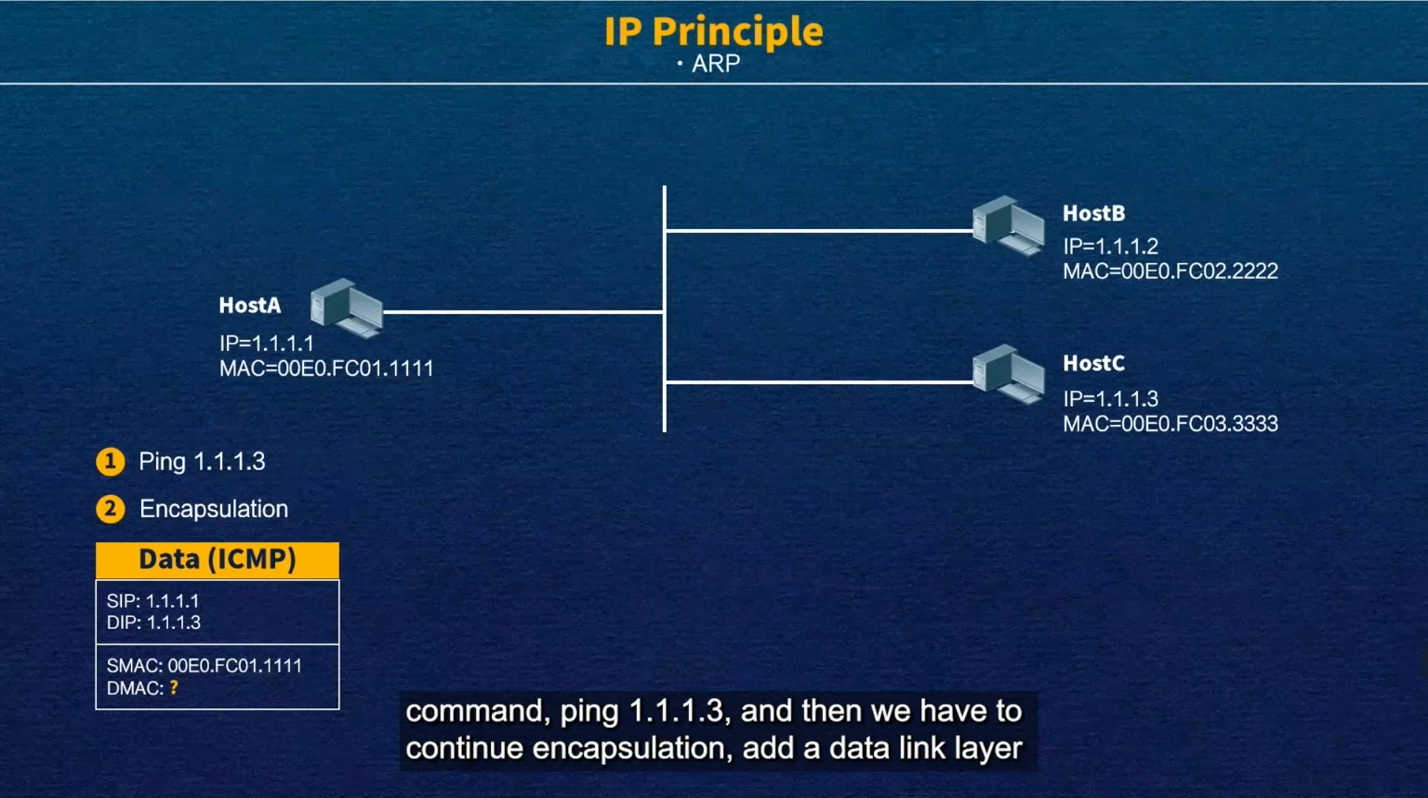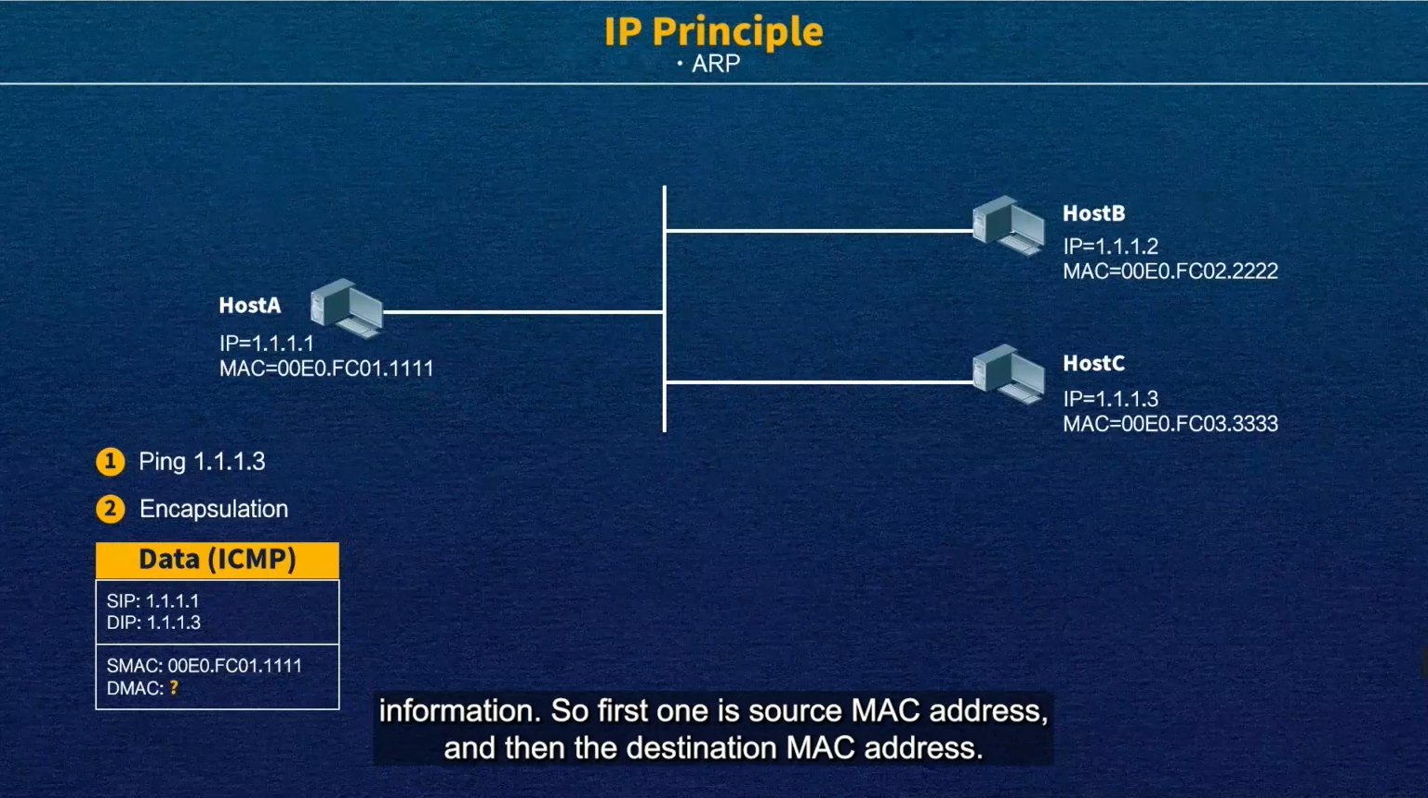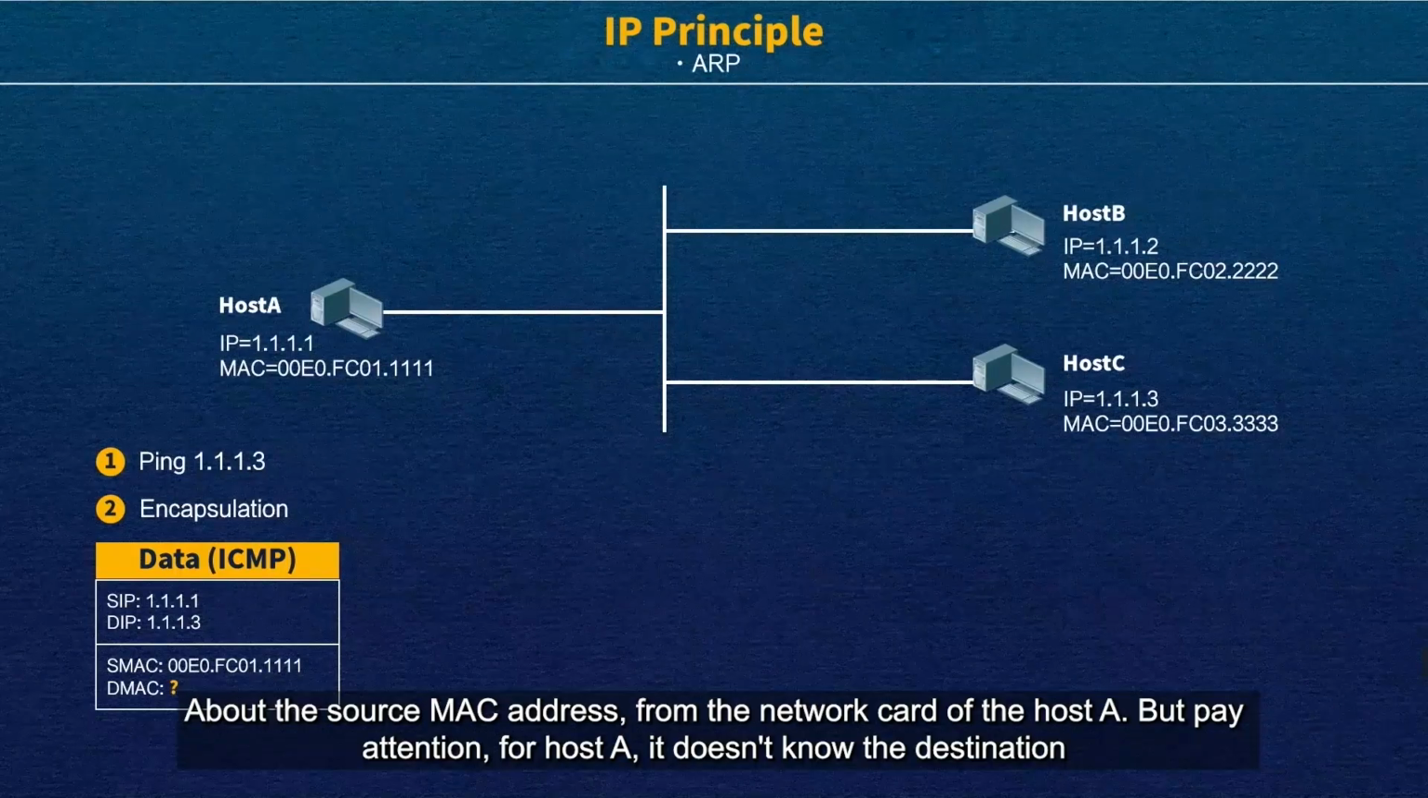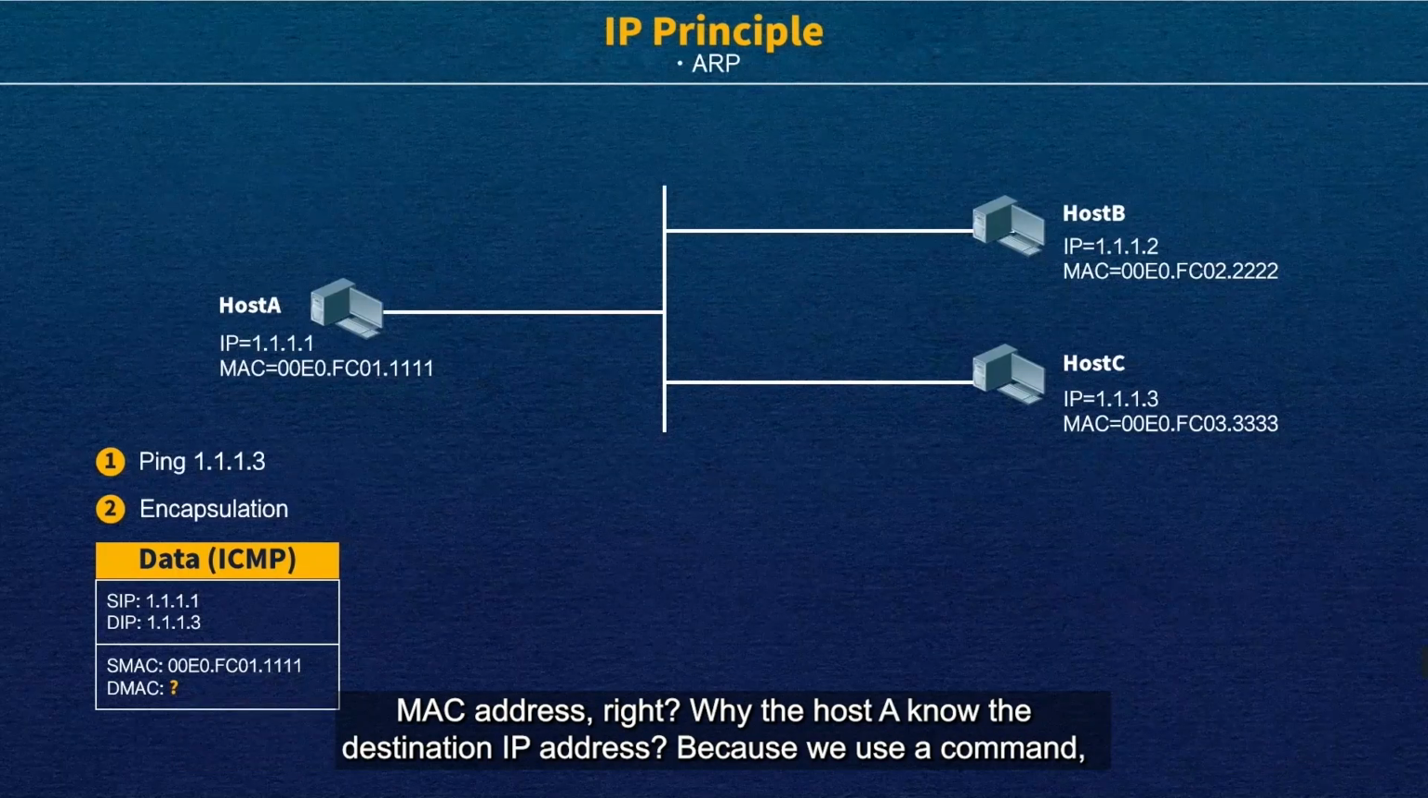And then we have to continue the encapsulation with the data link layer information. The first one is the source MAC address, and then the destination MAC address. The source MAC address comes from the network card of host A. But pay attention. Host A doesn't know the destination MAC address, right?